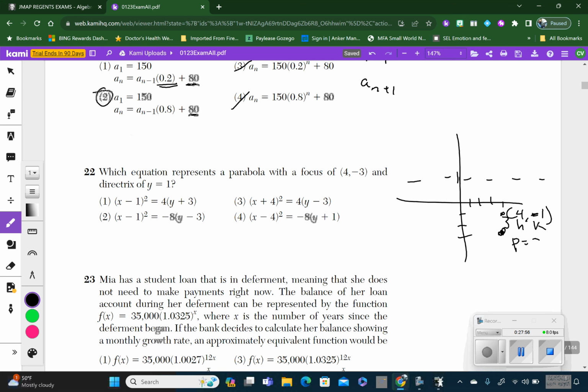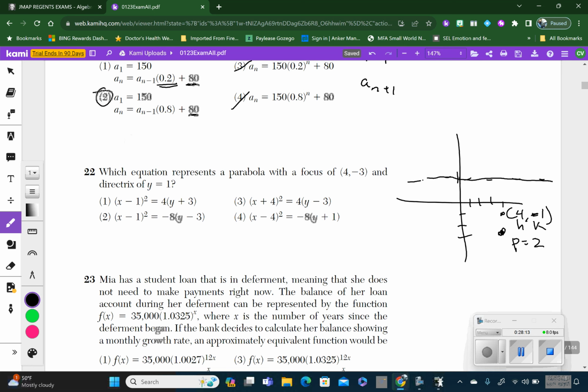Now I have to see if my parabola is positive or negative. Let me just clear some space real quick. So here's my vertex, right? If my parabola was going up, then it would cross that directrix. That can't happen. We can't ever cross that line. That directrix is like a shield.